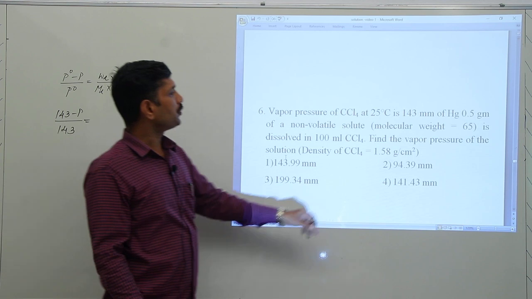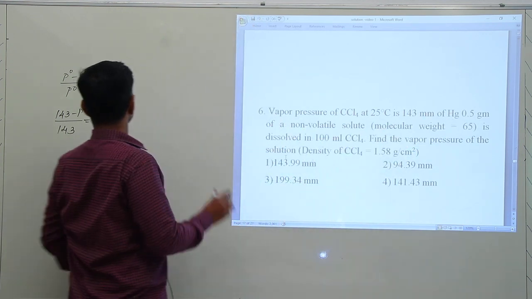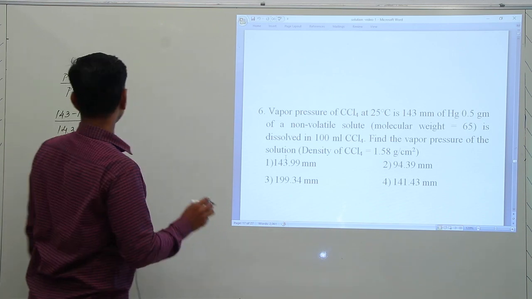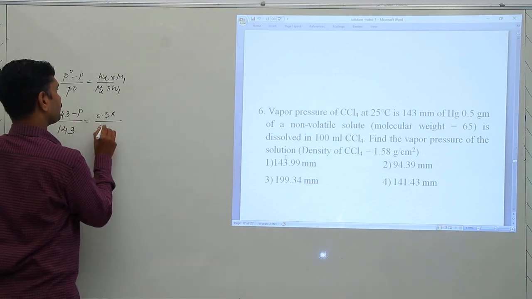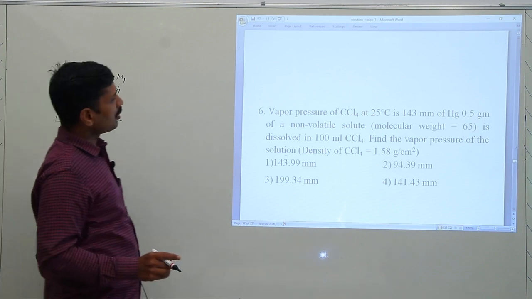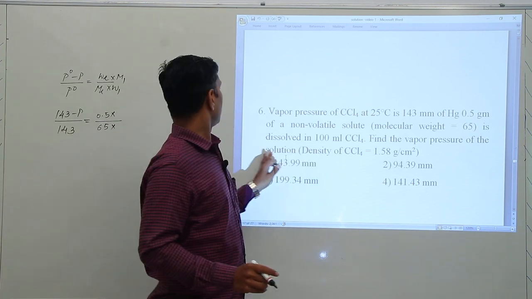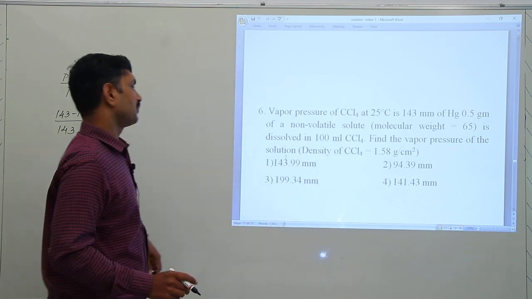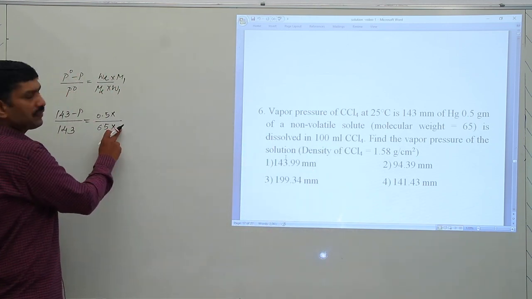Okay, what's the weight of the solute here? 0.5 gram of non-volatile solute. Then what's the molecular weight of this one here? 65. Next, W1, the weight of the solvent. W1 is dissolved in 100 ml of CCl4. So now we find the weight of the solvent here.